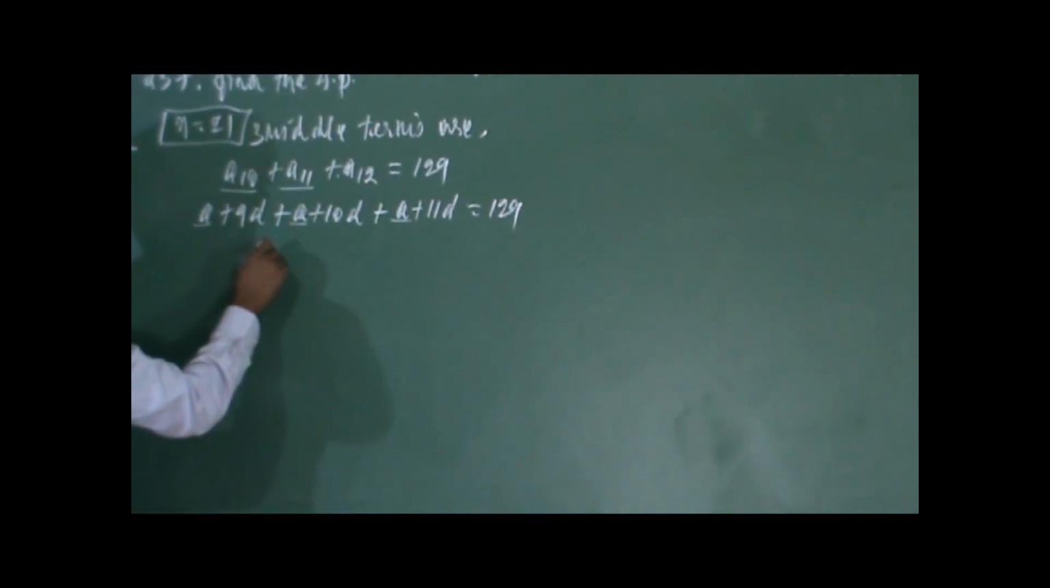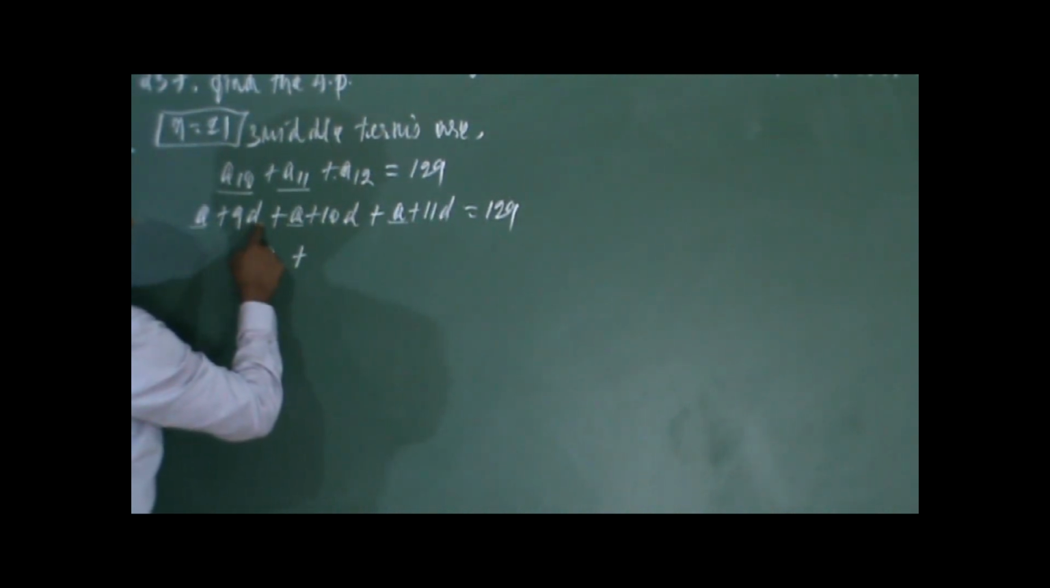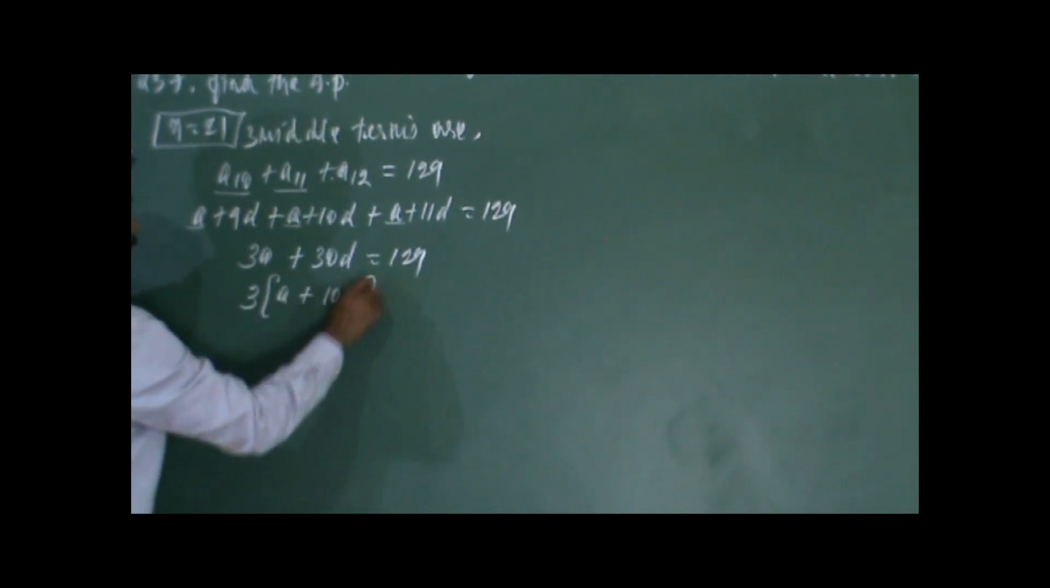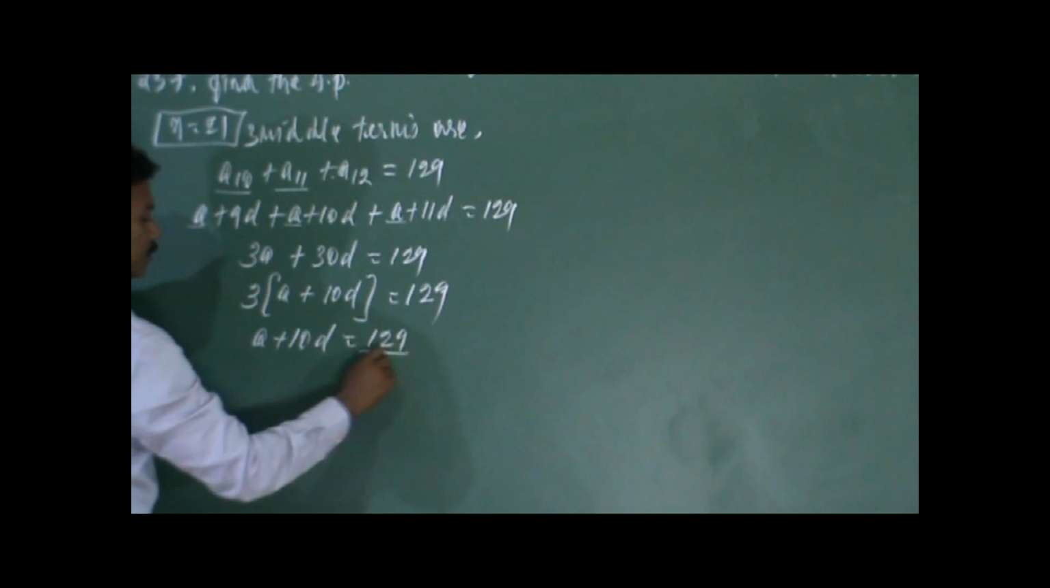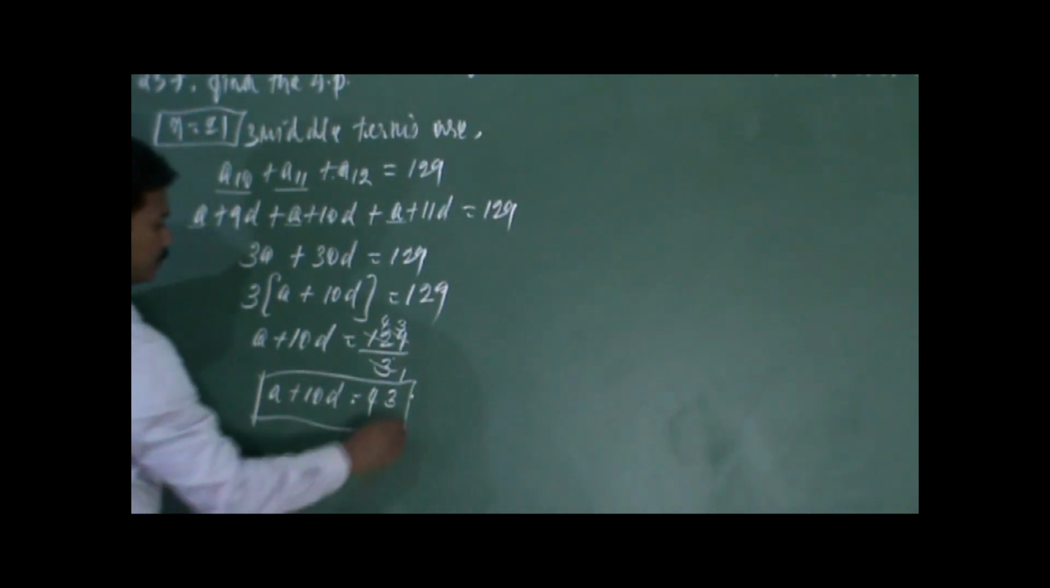A10 can be written as A plus 9D, A11 as A plus 10D, plus A12 as A plus 11D, equal to 129. A plus A plus A is 3A, plus 11D plus 9D is 20D, 20D plus 10D is 30D, equal to 129. We take 3 common, so it becomes 3 times (A plus 10D) equal to 129. So A plus 10D is equal to 129 divided by 3, which is 43. Take this as equation 1.